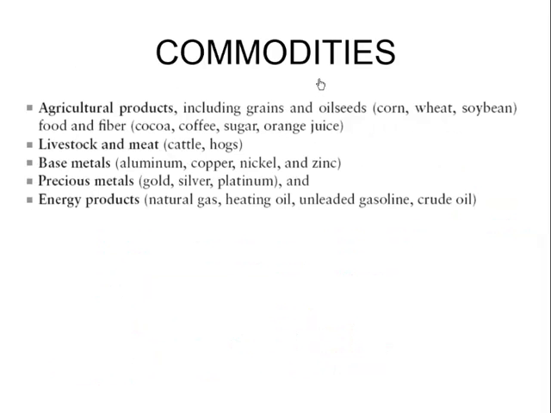So we'll now understand forwards and futures on commodities. A commodity essentially is any product. They can be agricultural commodities, grains, oilseeds, corn, wheat, soybean, coffee, sugar. There can be livestock and meat, that's also a commodity. Base metals: aluminium, copper, zinc. Precious metals like gold, silver, platinum. Energy products, natural gas, crude oil are all examples of commodities.